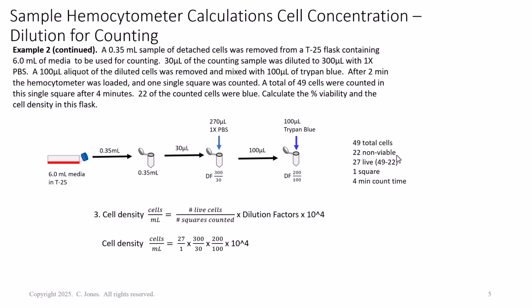And just as a check, okay, there's 27 cells per 1 square. That is between our acceptable range of 20 to 50 cells per square. Times our first dilution factor, 300 over 30, times our second dilution factor, 200 over 100, times 10 to the 4th. And so this gives us a cell density of 5.40 times 10 to the 6 cells per mil. And again, 3 significant figures.